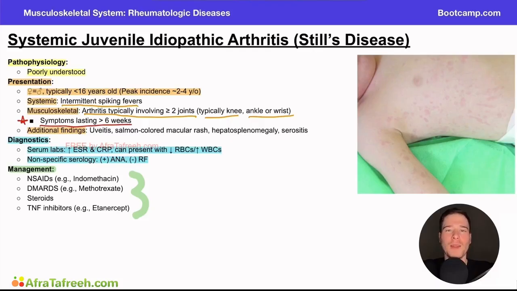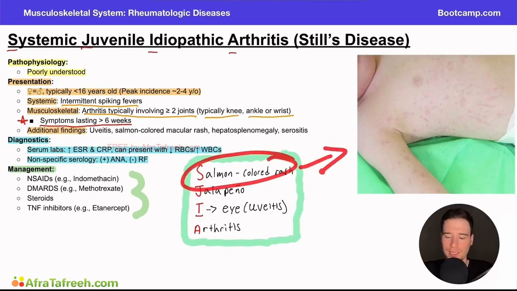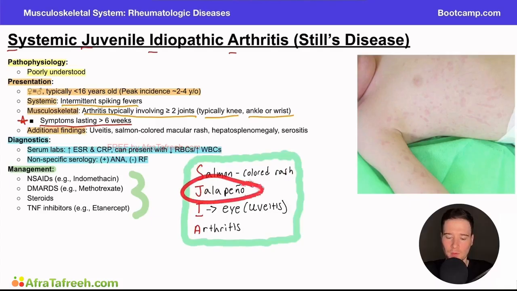that I've ever created, and that is to remember the classic findings of somebody with systemic juvenile idiopathic arthritis. So I use the first letter of each word, that is S, J, I, A. And so in this memory aid, the S stands for the salmon colored rash, which we can see here. The J stands for jalapeno, and this is indicative of the spiking fevers, right? We think hot jalapeno. So we have the fevers that patients can present with right here.